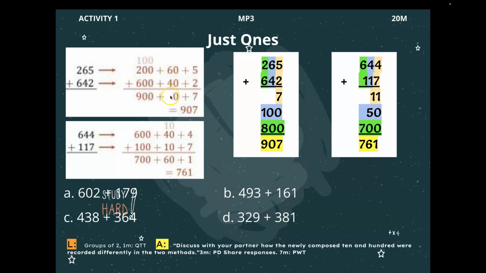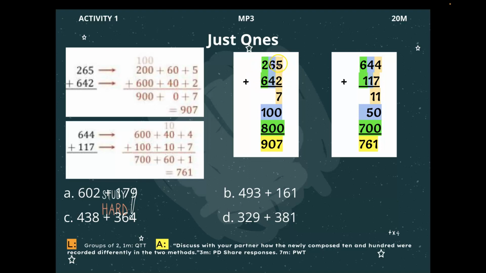So they decomposed the 100 into 100 plus 0. So they put the 100 in the hundreds place. They put the 0 in the tens place. So 100 plus 200 plus 600 equals 900. Then 900 plus 0 plus 7 equals 907. Then let's go over here and look at the other algorithm that they used.